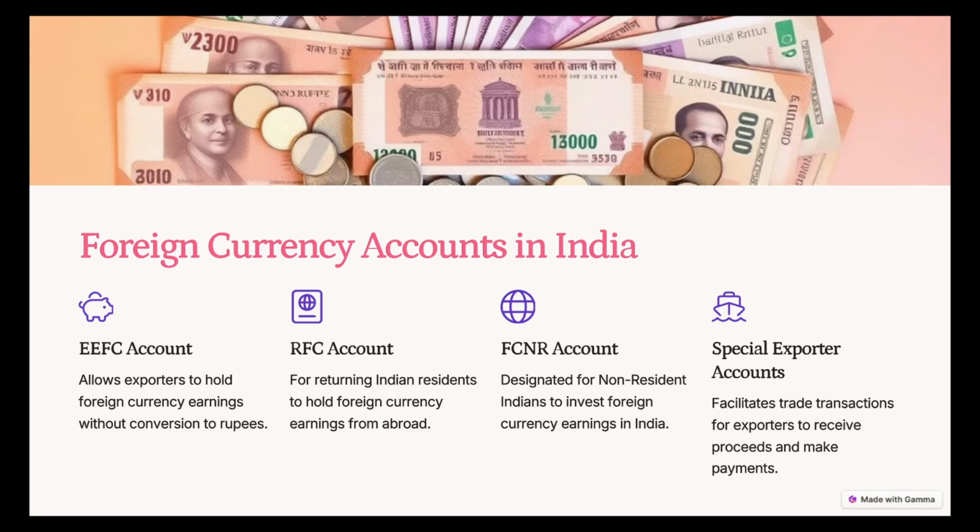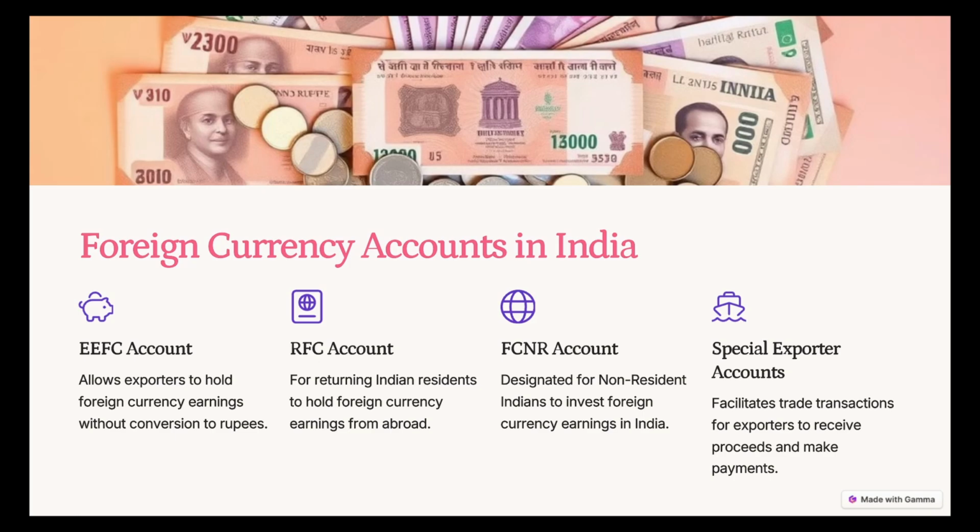Let's learn about the types of foreign currency accounts. There are several types of foreign currency accounts available for individuals and businesses in India and abroad, each catering to specific needs and requirements. The features: EEFC accounts can be held in major foreign currencies such as USD, Euro, GBP, etc., and no interest is typically paid on these accounts. The benefits include that the accounts help exporters manage exchange rate fluctuations, as they can pay for imports and other foreign expenses directly from the account without conversion.